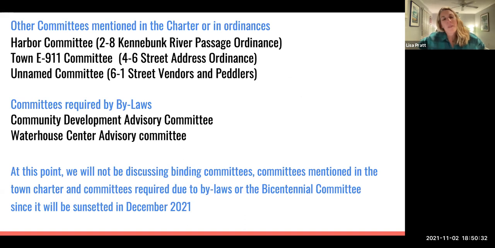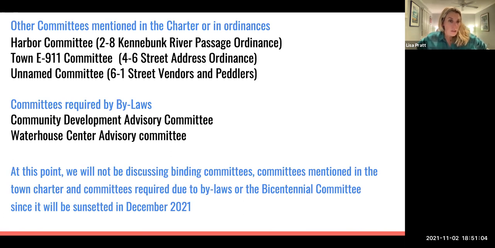I don't know if bylaws is the correct term, but the other two committees that are required by other entities other than the select board are the Community Development Advisory Committee, which is brand new. We just discussed it a couple months ago in the select board meeting. And then the Waterhouse Center Advisory Committee, which is part of the conditions of the grant that was given to us to create the Waterhouse Center.